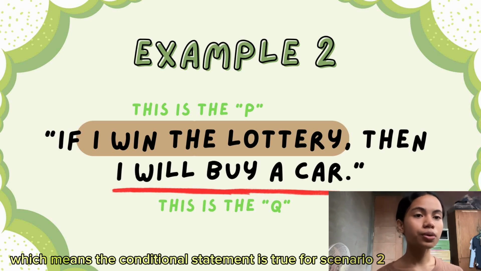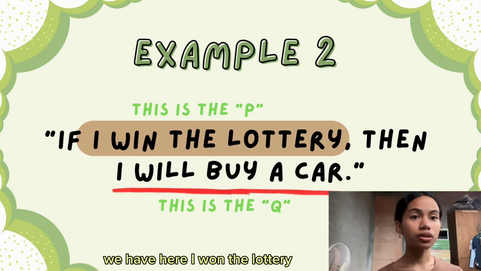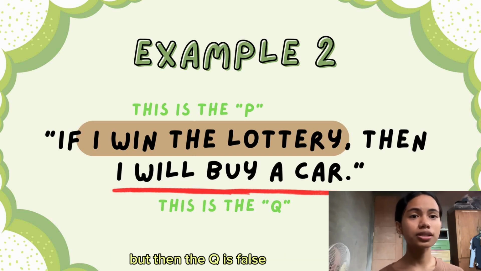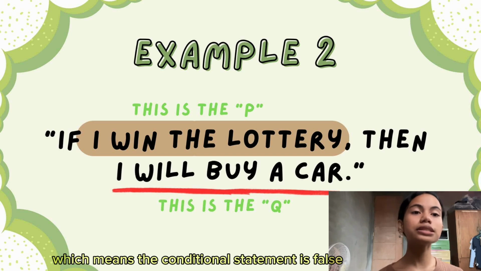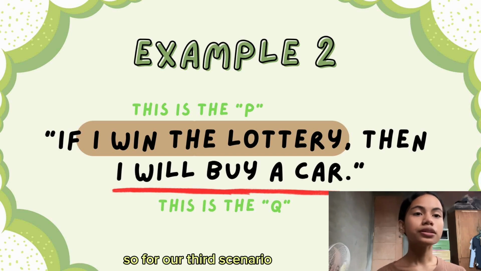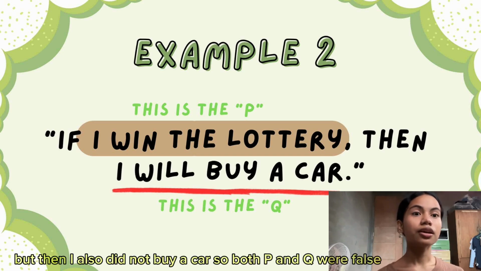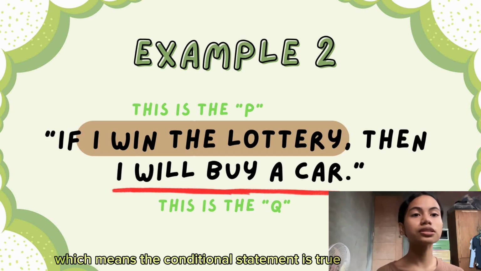For scenario 2, we have here I won the lottery, but I did not buy the car. The P here is true, but then the Q is false, which means the conditional statement is false. For our third scenario, we have here I did not win the lottery, and I also did not buy a car. So both P and Q are false, which means the conditional statement is true.